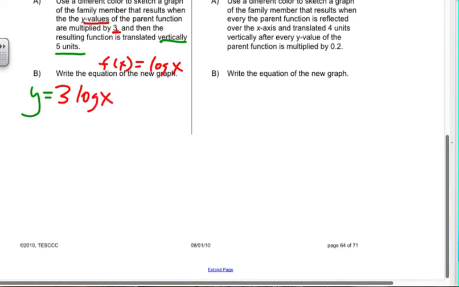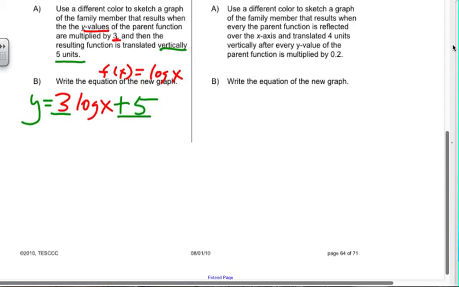And I'm going to translate vertically, which means it will be outside my log function. And I went up 5 units, that will be plus 5. And there's the equation of our new y. This multiplies the y values originally by 3, and then moves them up 5 units. Okay, so let's go over and take a look at the second one.